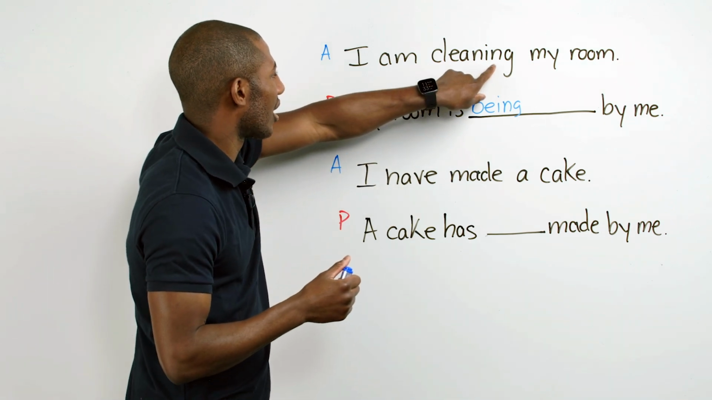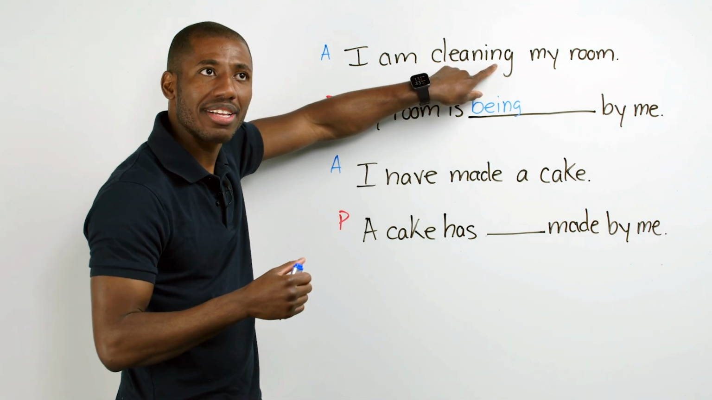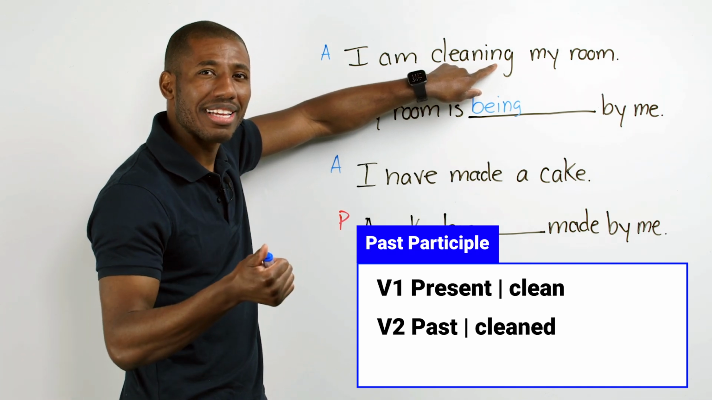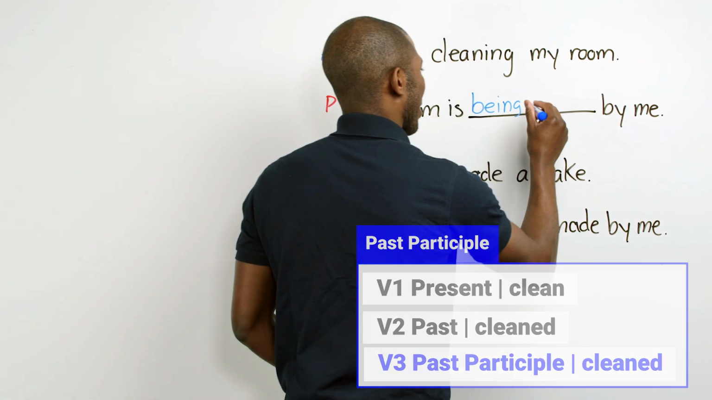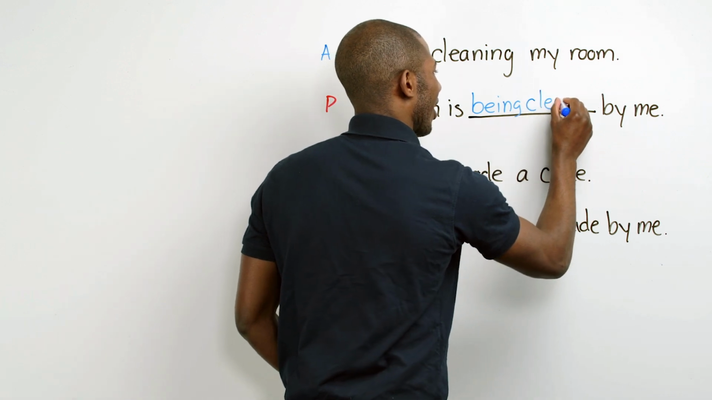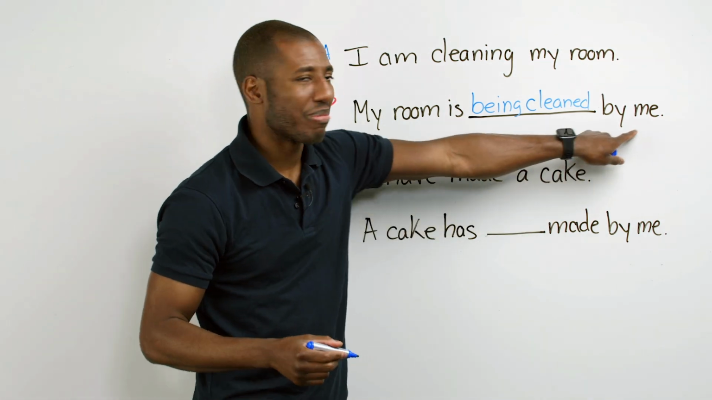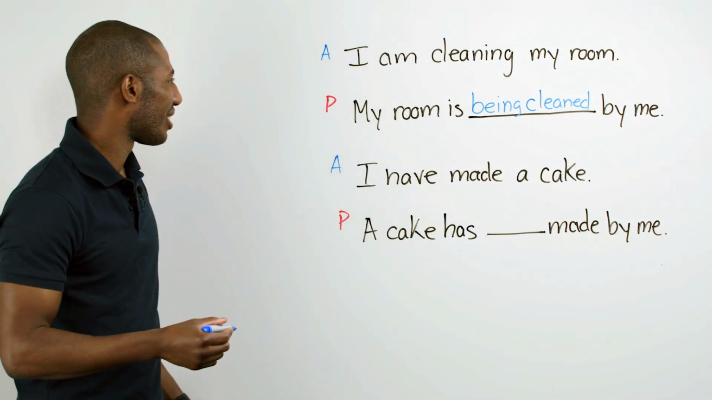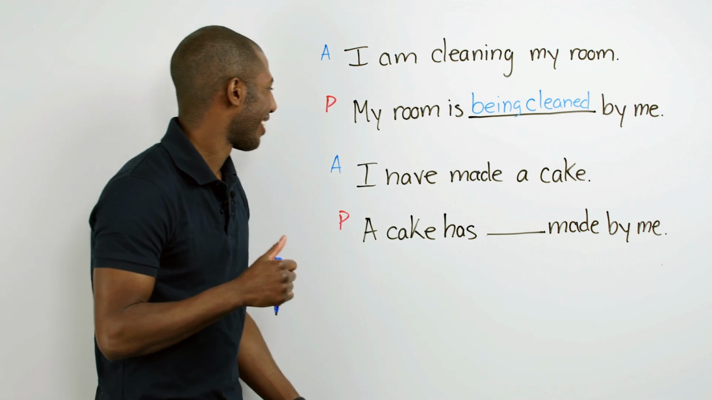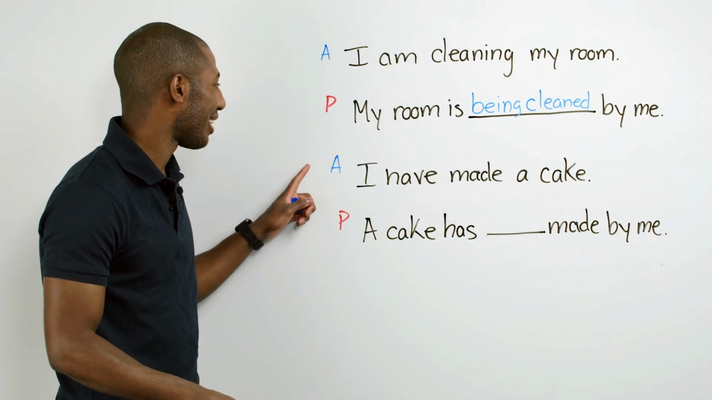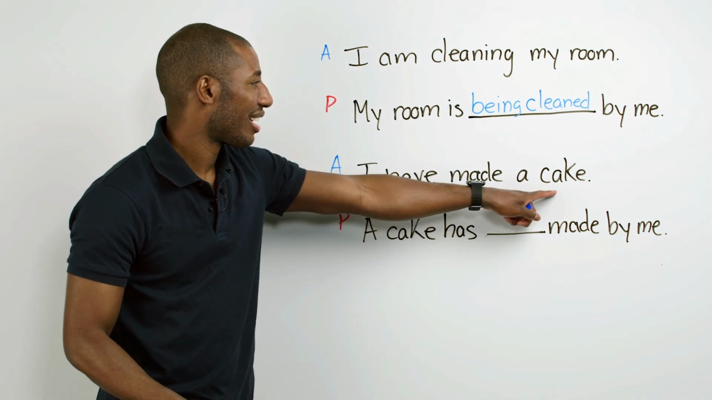In the active voice sentence, we have cleaning. So we have clean, cleaned, cleaned. My room is being cleaned by me. Awesome. We're halfway there. Our next sentence, written in the active voice: I have made a cake, and it's a good cake.